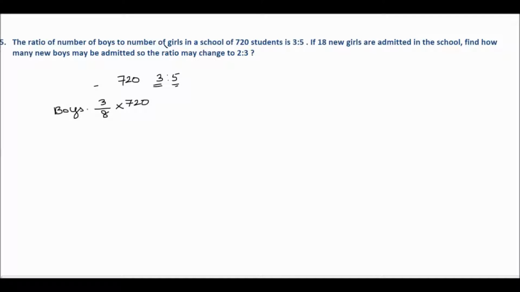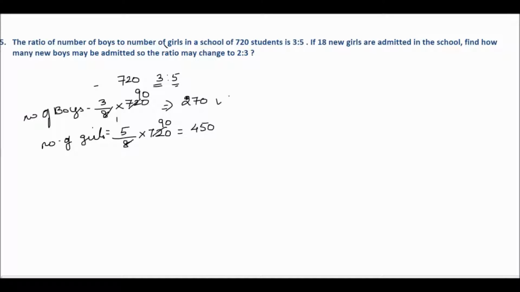Right, the number of boys cancels, which comes out to 270, and the number of girls is 5 by the sum of the ratios, 8, into 720. Now, which gives 450. The number of boys is 270, number of girls is 450.